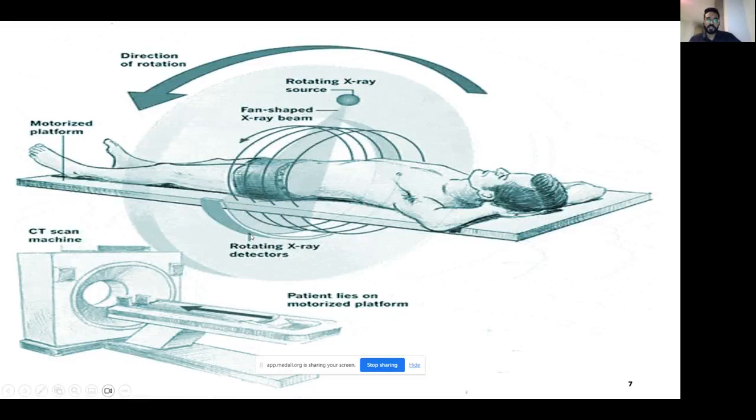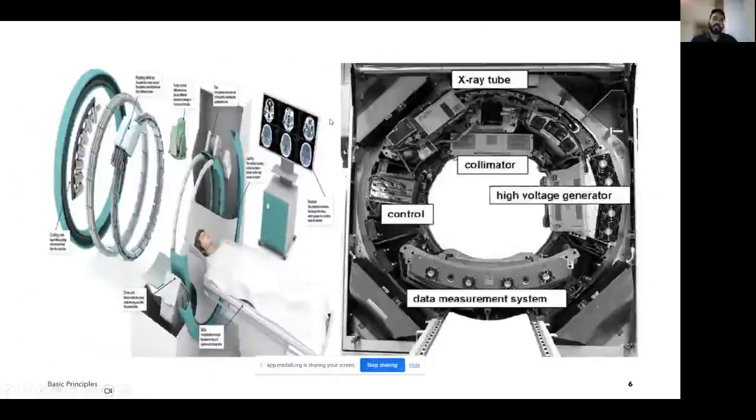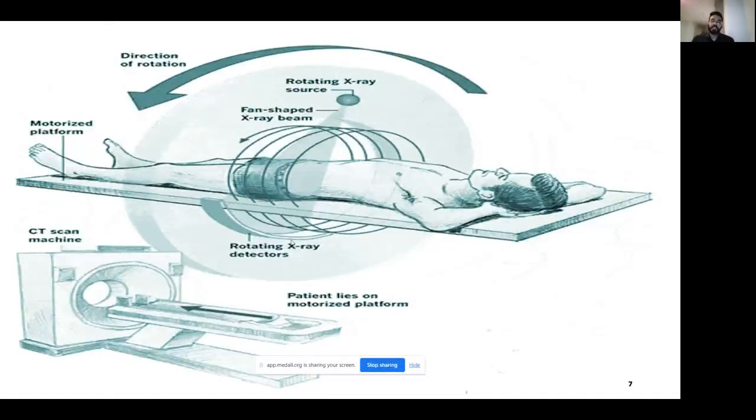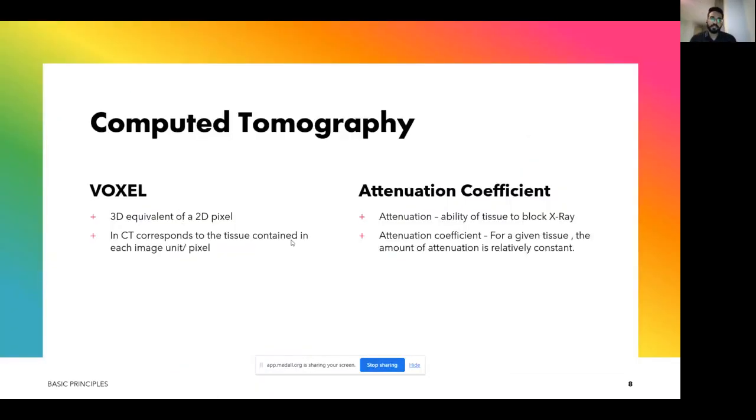And unlike X-rays, this detector is not producing X-ray images. Instead, it is sending all this data to the computer that is attached to the scanner, and the rest of the work is done by the computer. So what is the computer doing? Basically, the computer is looking at something called a voxel. It's a new term that I want to bring to your attention.